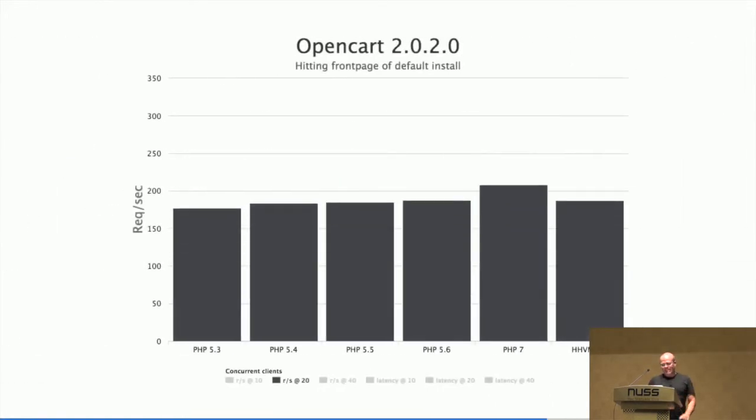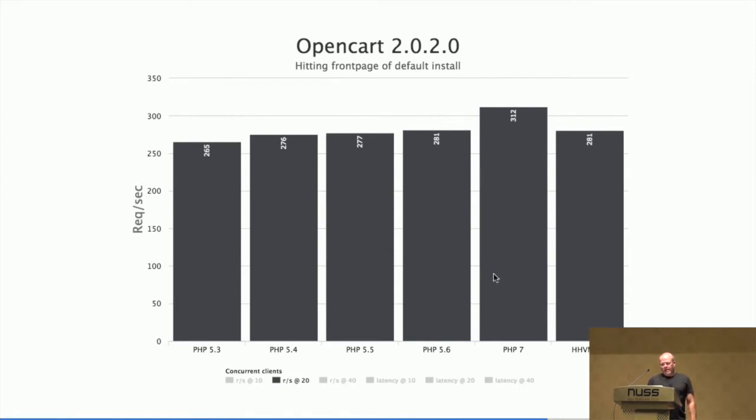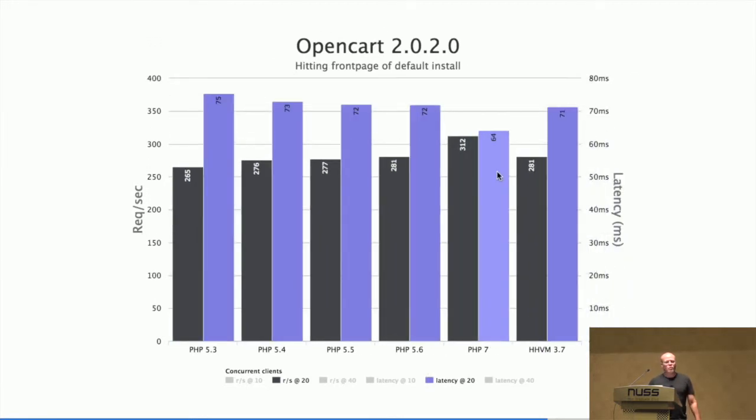OpenCart, this is looking very flat. Basically, this is just an example of an application that is spending all its time in the database. And we're sorry, but making PHP twice as fast is not going to speed up your SQL. If you have 20 full table scans on every single request, yeah. I mean, we're slightly faster, and the latency drops a little bit. So latency drops from 72 down to 64 milliseconds, but there's no way you're going to get 2x out of something like OpenCart because it spends all its time inside the database.